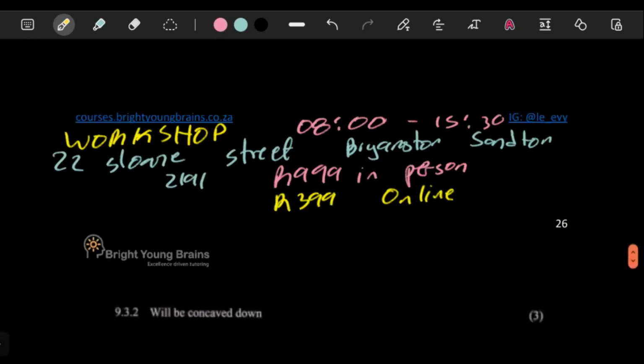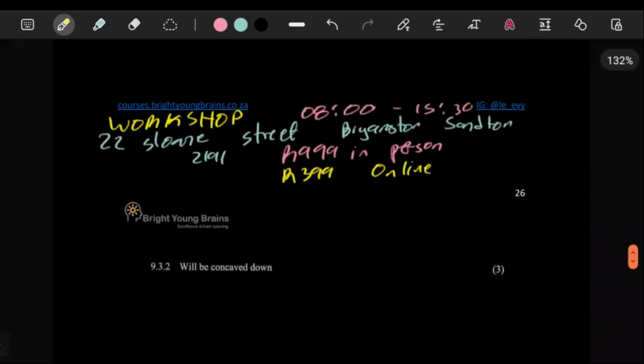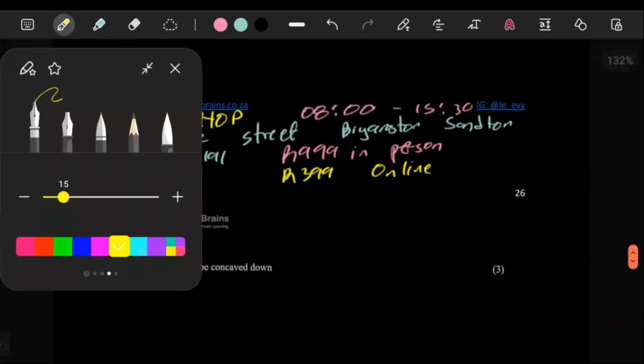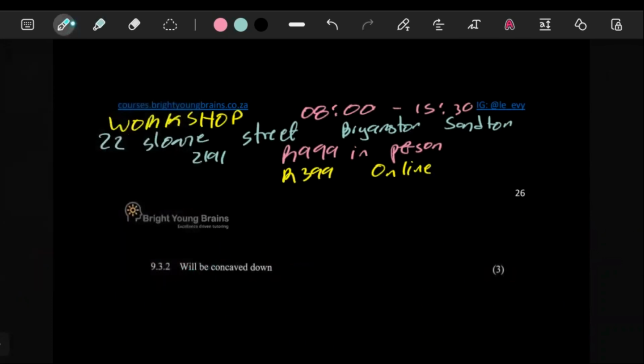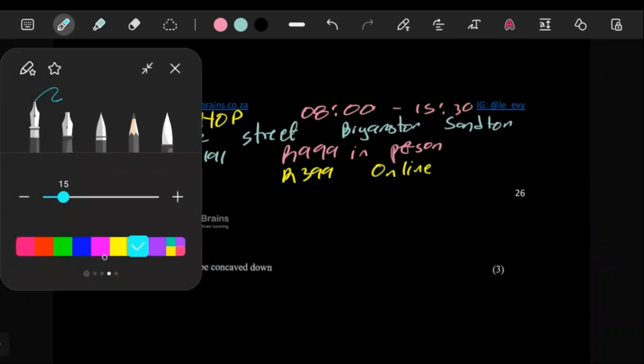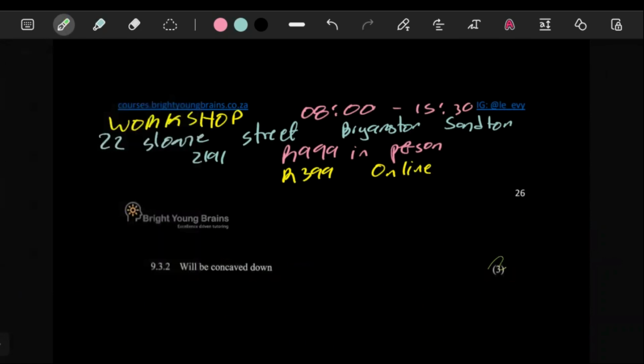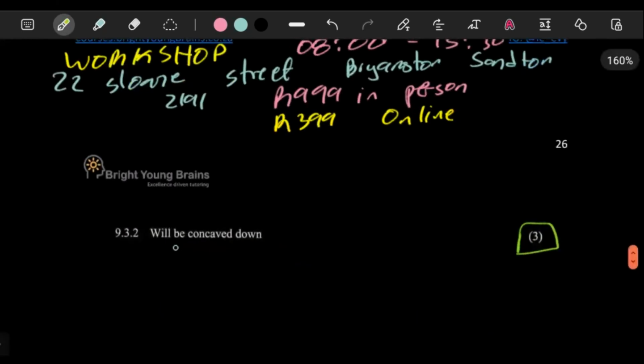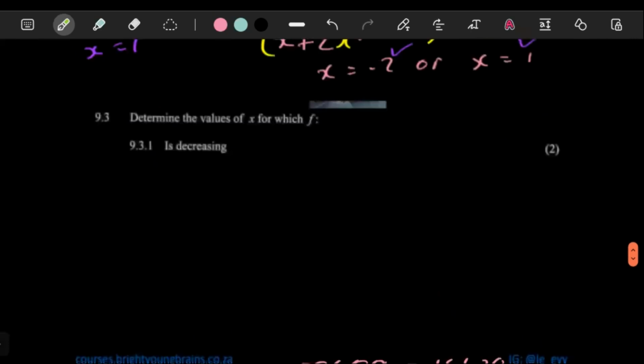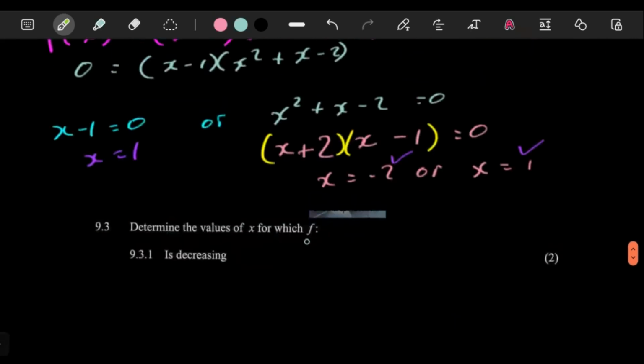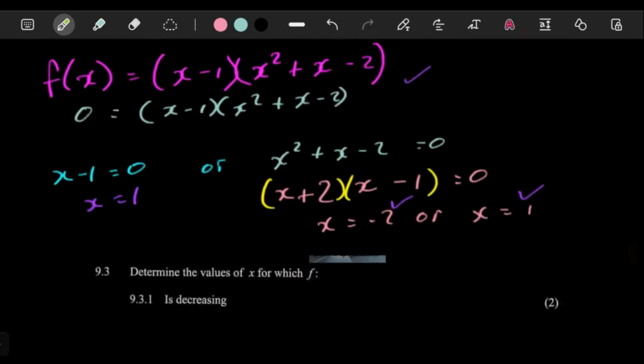So let's see what the next question is saying. The next question here, 9.3.2, will be concave down, right? Oh no, I didn't even answer this question. It says determine the values of x for which f is decreasing.